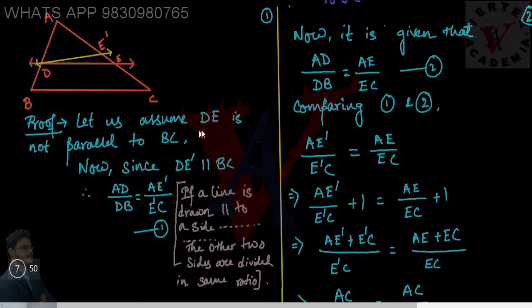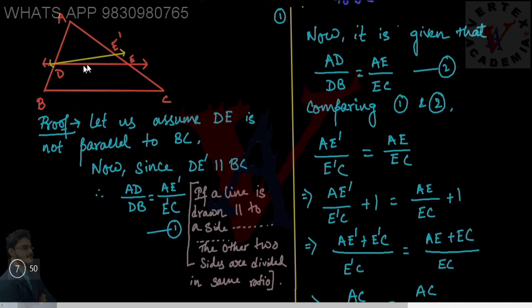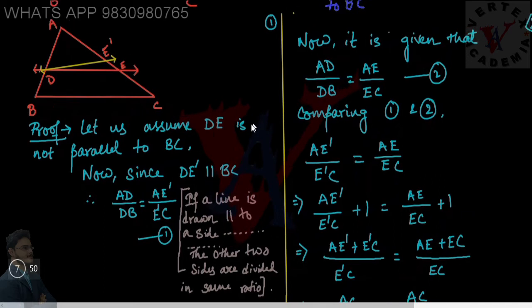As I said, let us assume DE is not parallel to BC. Now since we have drawn DE dash parallel to BC, then according to the previous theorem, you must remember that if a line is drawn parallel to a side of a triangle, then that line divides the other two sides proportionally, right? If you have not seen that video, please see that video. We are just applying the same concept here. Since DE dash is parallel to BC by construction, DE dash must divide the lines AB and AC proportionally. So AD by DB equals AE dash by E dash C. I hope this is clear.